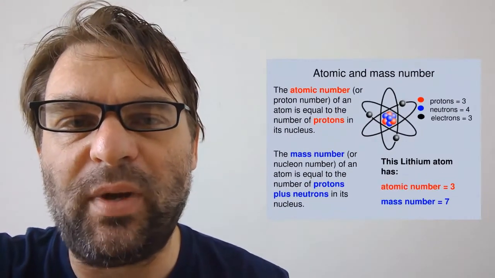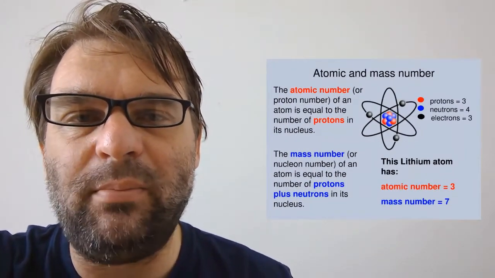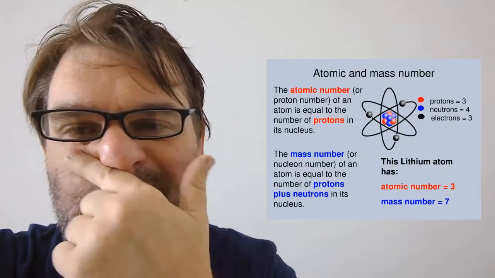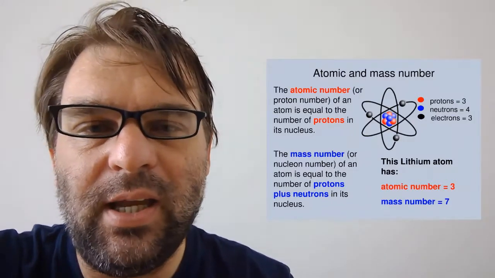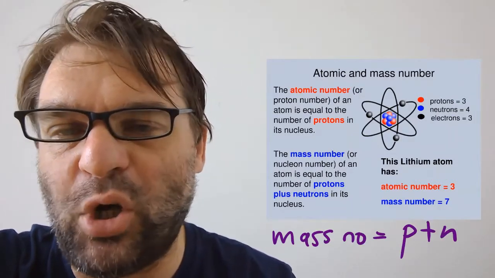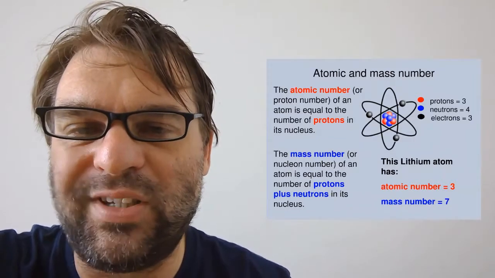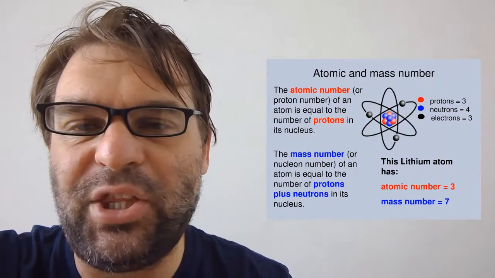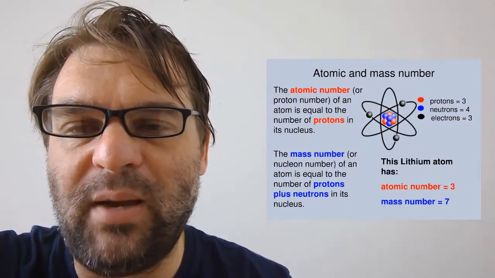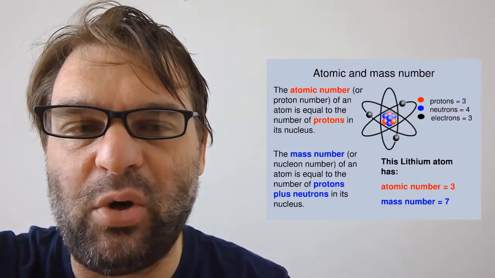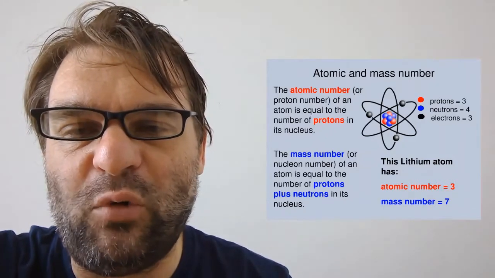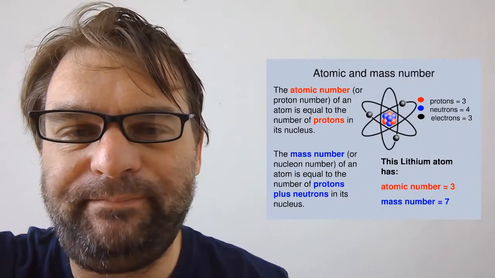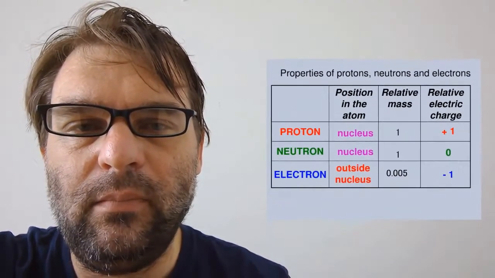So in terms of atomic and mass number, the atomic number, also called the proton number, is the number of protons in the nucleus, and it defines what the atom is. The mass number is the number of protons plus the number of neutrons inside the nucleus of an atom. Here we have the example of a lithium atom. Lithium has 3 protons. All atoms of lithium have 3 protons, and it has 4 neutrons. Therefore, the mass number is 7, because 3 plus 4 is 7.